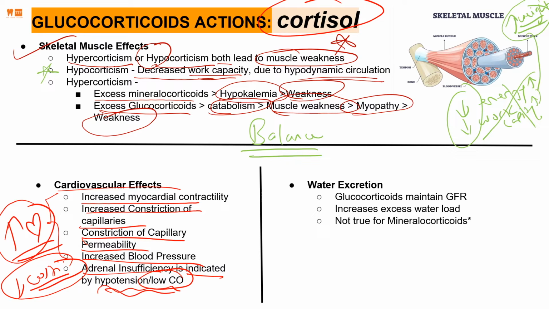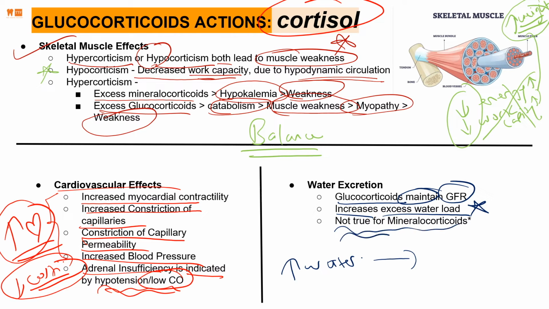Fair enough? Adrenal insufficiency just came in our lectures on the 12th slide, guys. So keep that in mind. It's coming our way now. Okay. Water excretion. Well, glucocorticoids tend to maintain the GFR. They really don't have loss of water. In fact, they increase excess water load. So if there is an increase of water in the system, it actually kind of gets rid of it.